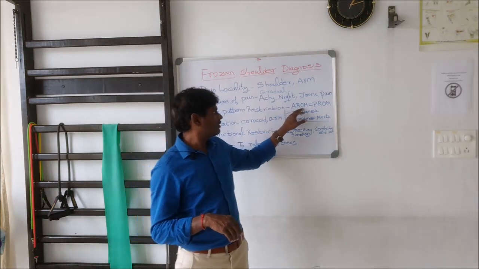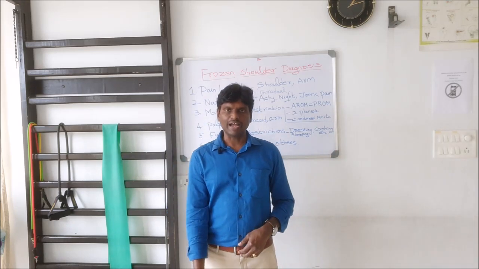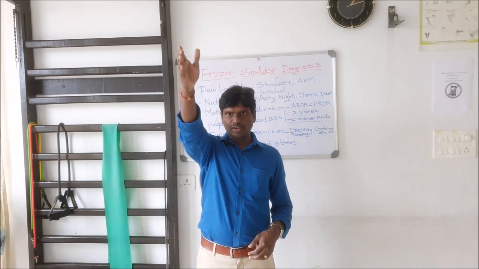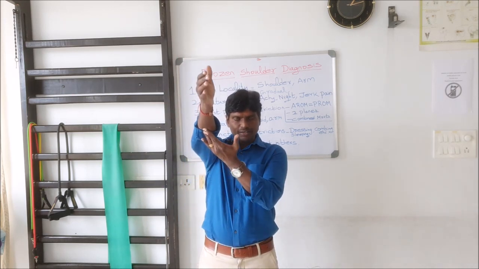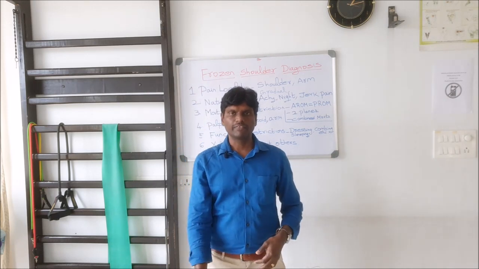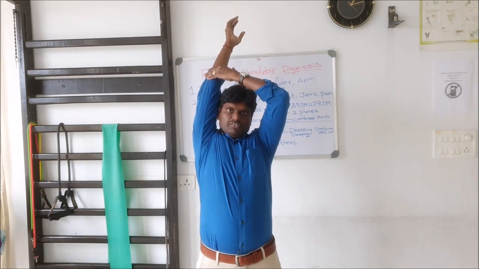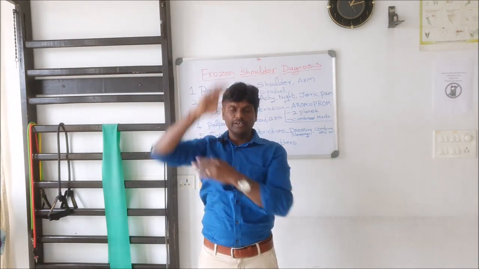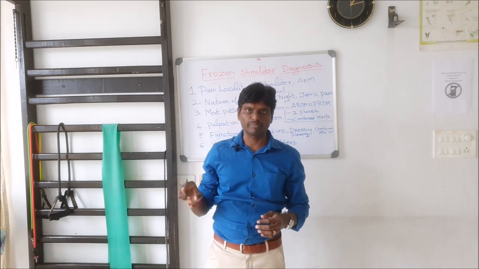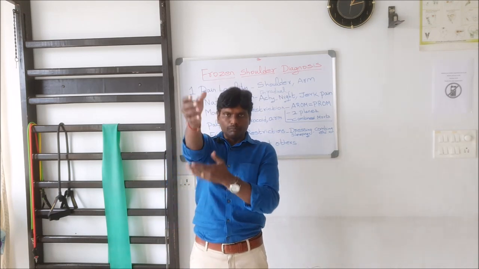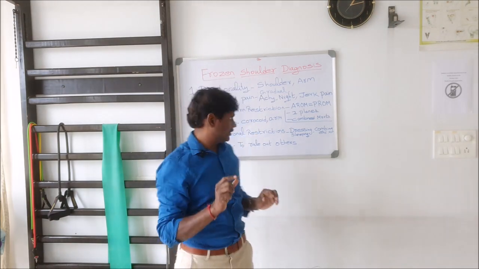Then, the active range of motion will be almost equal to the passive range of motion. When the patient actively moves the shoulder this much, and as a therapist, if you move the shoulder passively, it should be almost the same. It's not like the active movement is this much and the passive movement is this much. If you find this large difference between active and passive range of motion, then you can rule out a frozen shoulder, because in frozen shoulder both active and passive would be almost the same range.